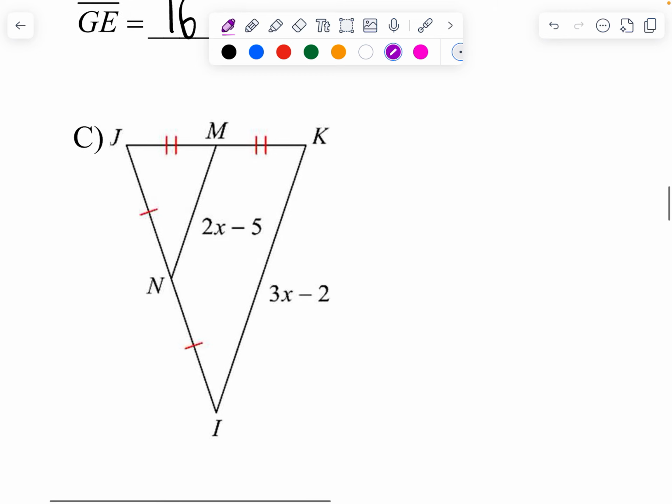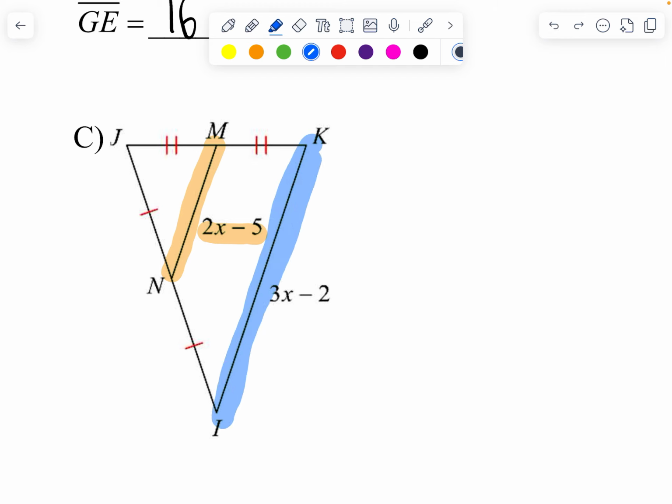C, we're now working with longer expressions, but that's totally fine, right? We see that 2x minus 5 is our MN. MN is a mid-segment, we can see from our notation given to us. Now, KL, we're seeing, is 3x minus 2, and that is the side parallel to our mid-segment, which means we have that double-half relationship. I like doubling over halving. Fractions are a little harder to work with, or at least easier to get confused with.